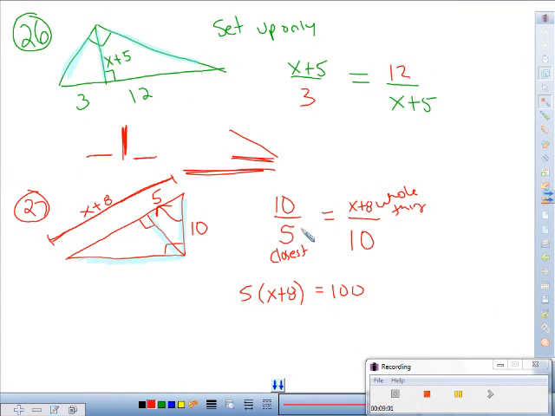100. So all I did is I set it up. We did the closest, which was the 5, and the whole thing, which was the x plus 8. Now we're cross multiplying it. 5x plus 40. And to finish that off, you get your answer, minus your 40.